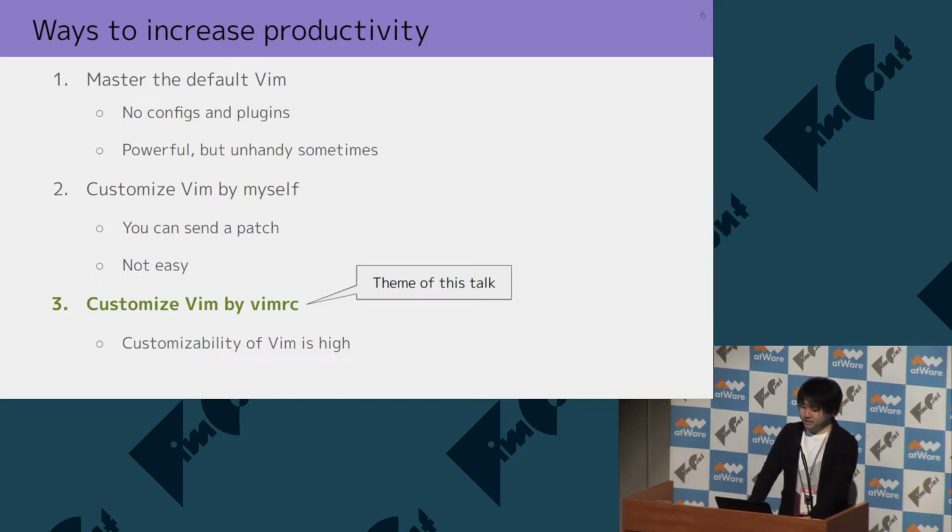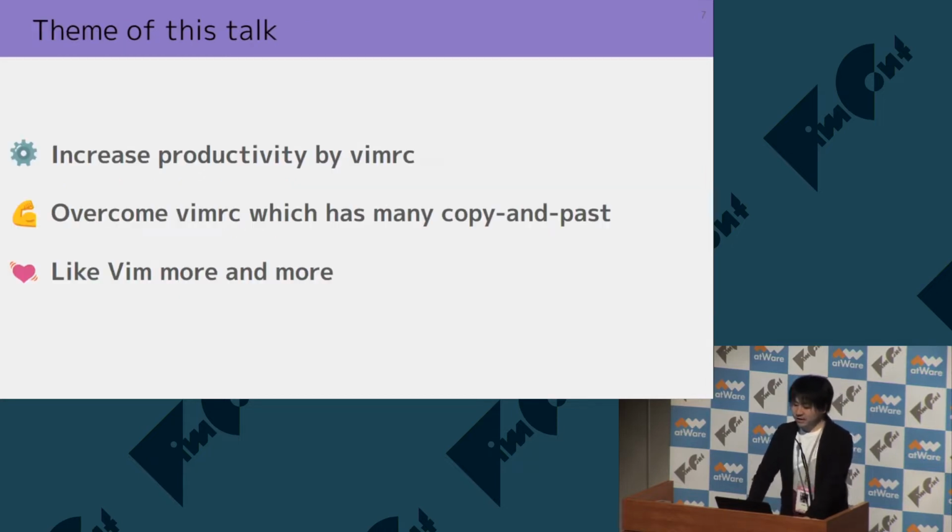And the second way is to customize Vim myself. We can modify its code and send a patch, but it is also not so easy. And the last way is to customize Vim by vimrc. My talk focuses on this way. The customizability of Vim is very high. So you can customize looks and behavior and create new commands, functions, and mappings by writing vimrc. At the end of the introduction, the themes of this talk are to increase productivity by vimrc, to overcome a vimrc which has many copy and paste, and to like Vim more and more.